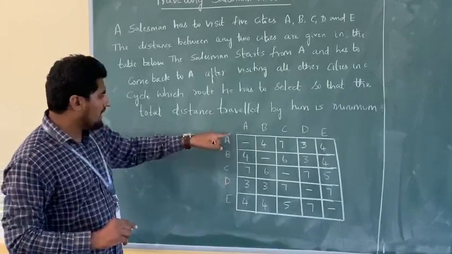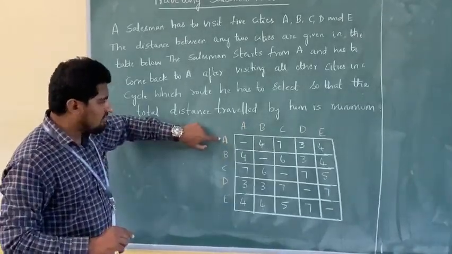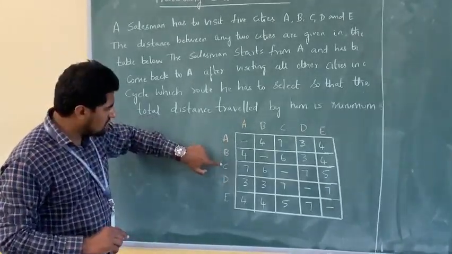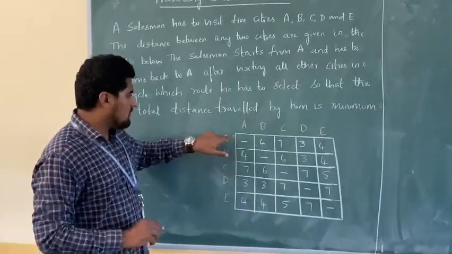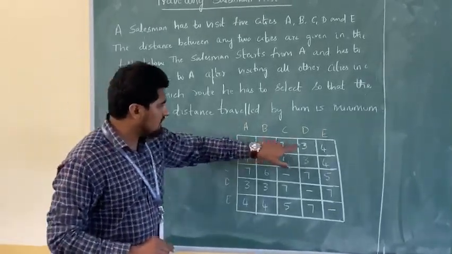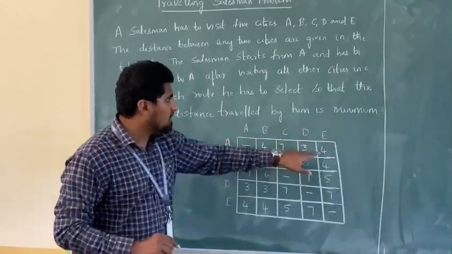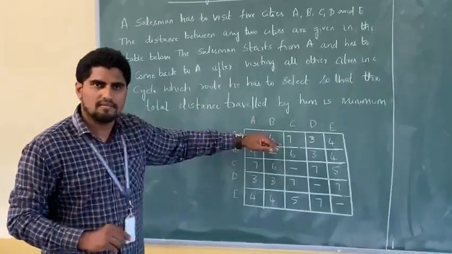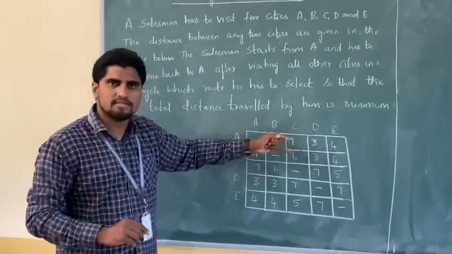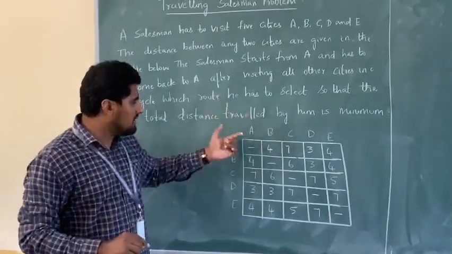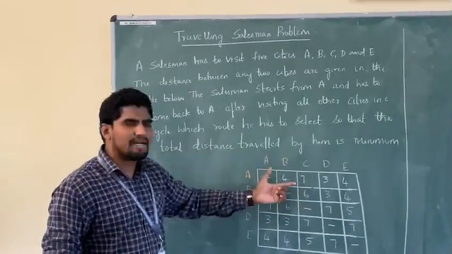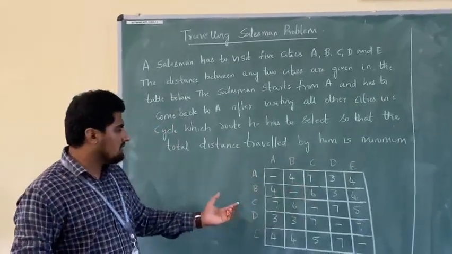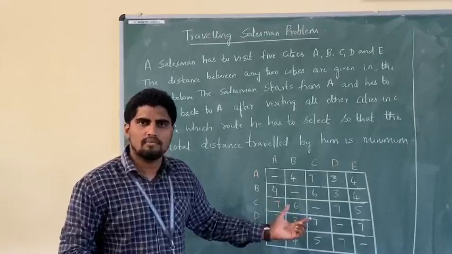So here we have 5 different cities: City A, City B, City C, City D and City E. And here 4, 7, 3, 4, this represents the travel distance. It might be a travel distance or it might be cost, but in this given problem, they have given us a travel distance. So we shall proceed to see how to solve this type of problem.